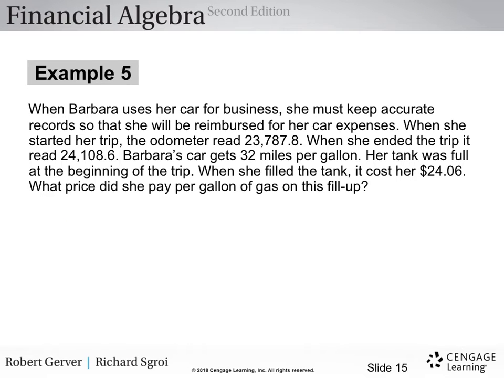All right, here's yet another example, probably a little bit more practical example, especially for a salesperson. When Barbara uses her car for business, she must keep accurate records so that she will be reimbursed for her car expenses. When she started her trip, the odometer read 23,787.8, okay? When she ended her trip, it read 24,108.6. Barbara's car gets 32 miles per gallon. Her tank was full at the beginning of the trip.